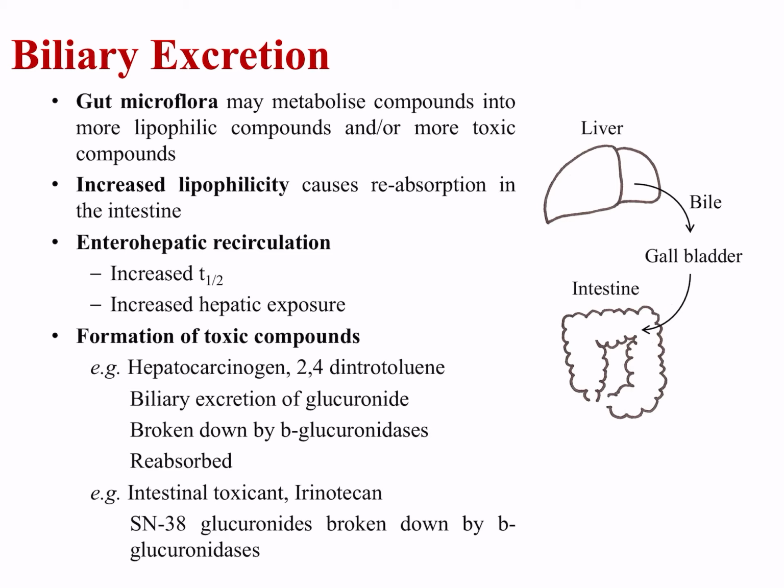Some examples for this, where there is formation of toxic compounds, include the hepatocarcinogen 2,4-dinitrotoluene. There is an initial biliary excretion of glucuronide, which is then broken down by the beta-glucuronidase enzymes found in the bacteria in the gut. The products of these reactions then get reabsorbed, causing further exposure of the liver to this hepatocarcinogen. Another example is an intestinal carcinogen, and the glucuronides here are broken down by the beta-glucuronidase enzymes also in the gut.